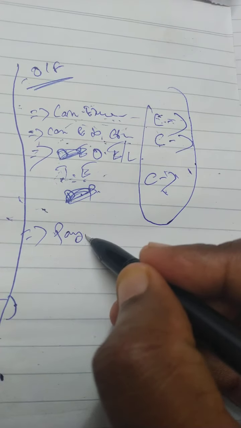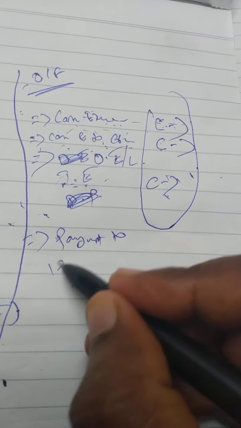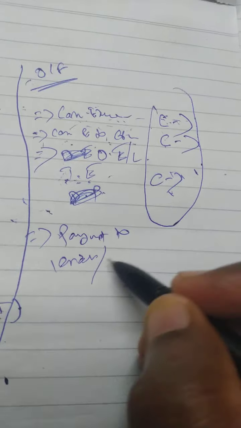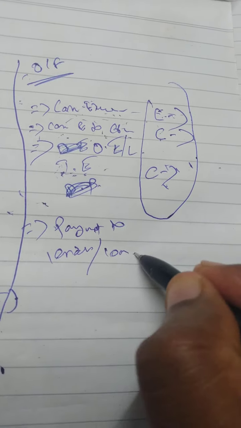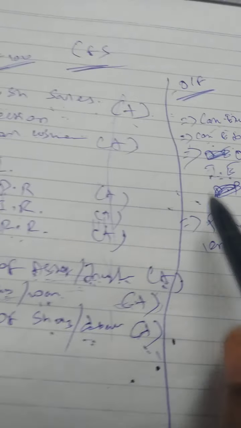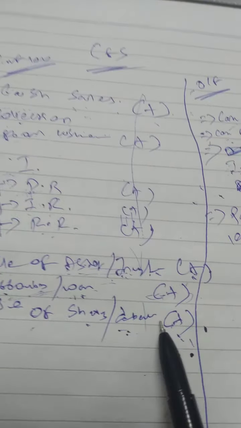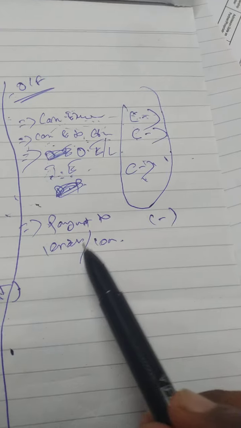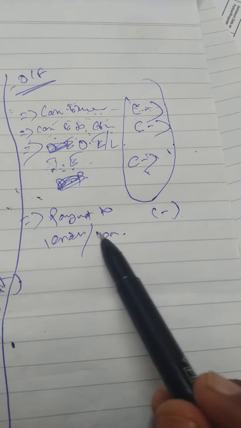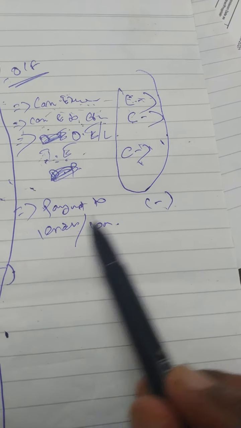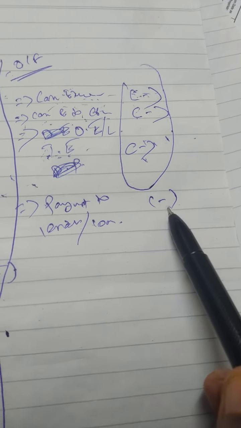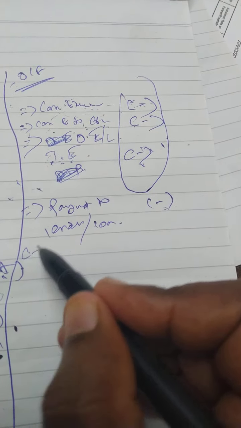Payment to lenders, payment of loan, outflow, correct? I borrowed money, I got money inside. Now I am repaying the borrowings, repaying the loan. So it is a cash outflow. What else? When will I pay?